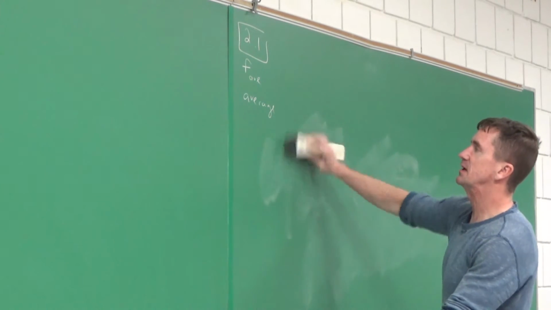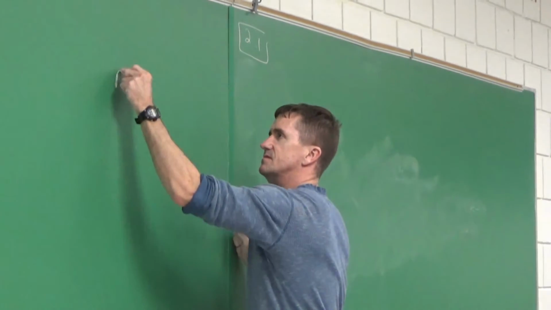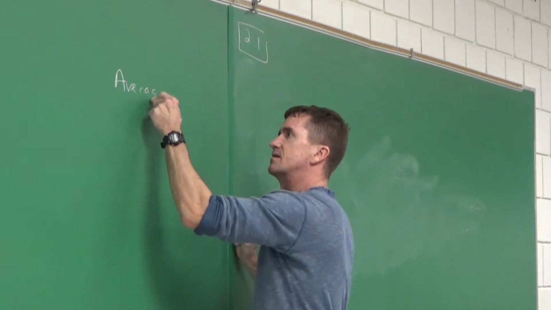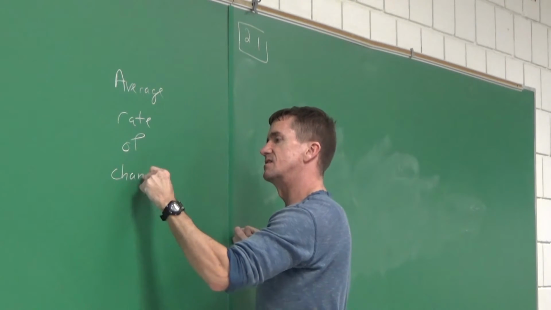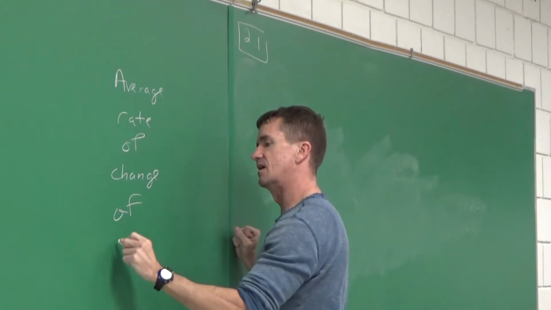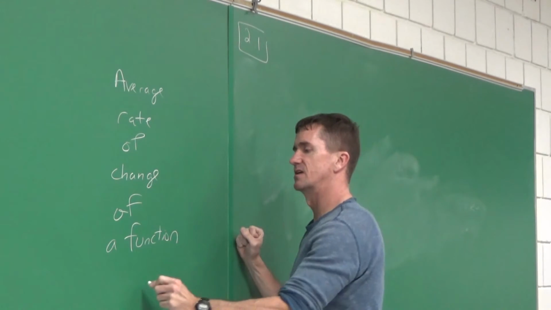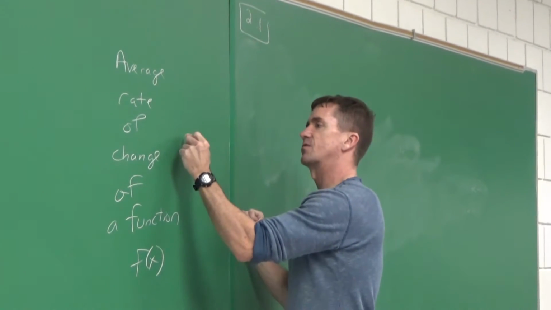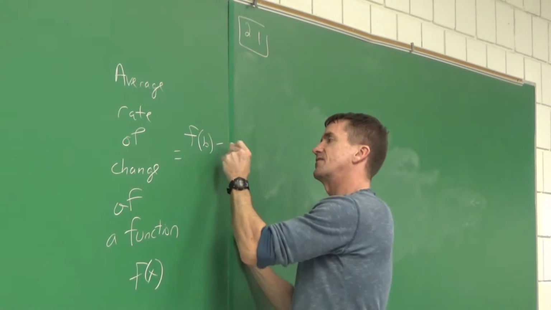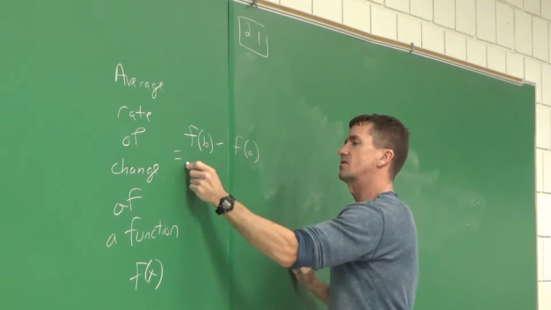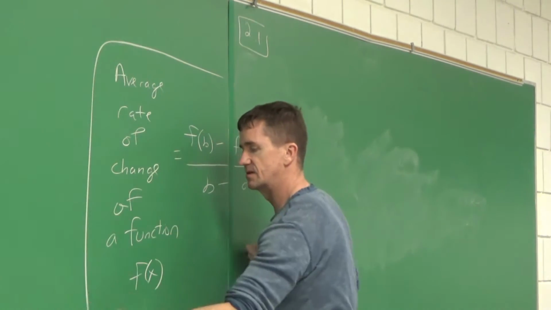I should be clear when I say this. Not really the average value. Would you write this down? This is what I mean by it. The average rate of change of a function. The average rate of change of a function f of x, the math formula is do f of b minus f of a, all over b minus a. That's all we have to do.